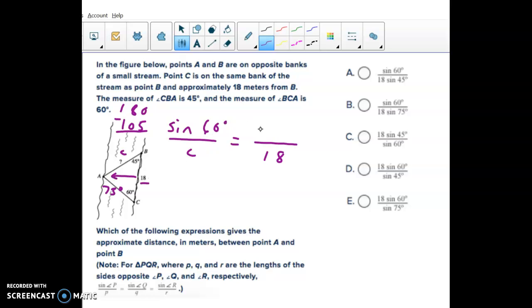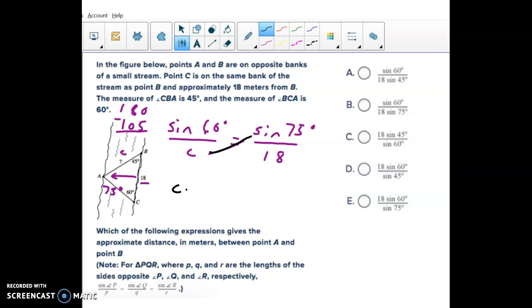So that would mean the sine of 75 over 18. So now we have all numeric values here, has to equal the sine of 60 over the side we're trying to find there, the AB side. Okay, and so now we could just solve for this, because if we look at our answer choices, we have to solve this for C to get an expression. And so probably the easiest way to solve this is to do our cross products.